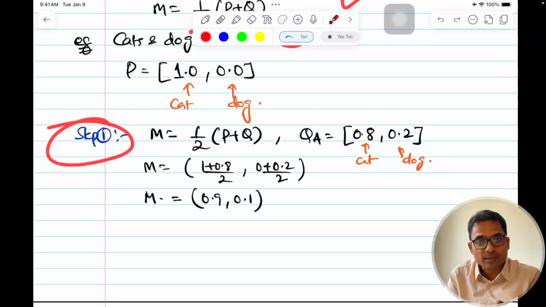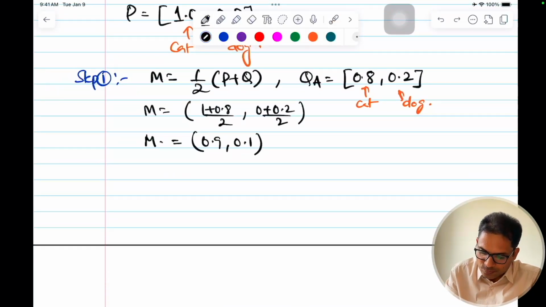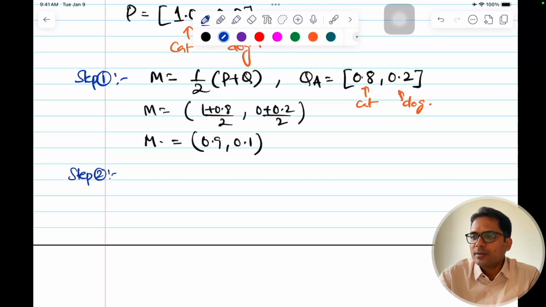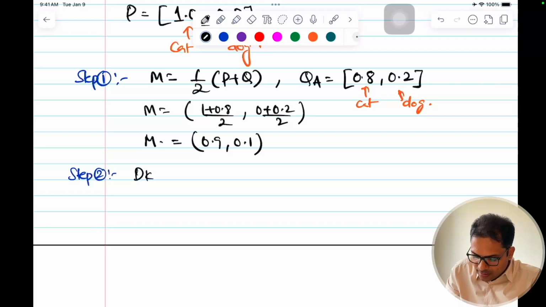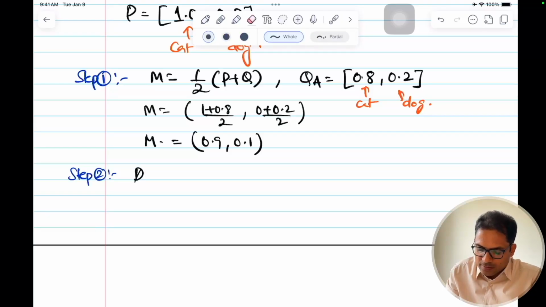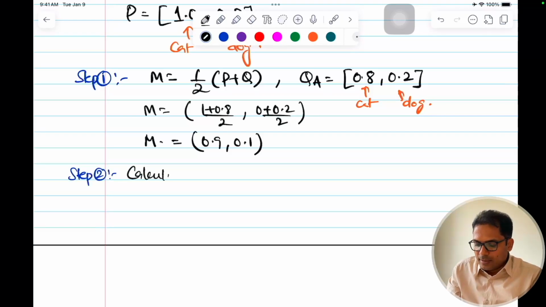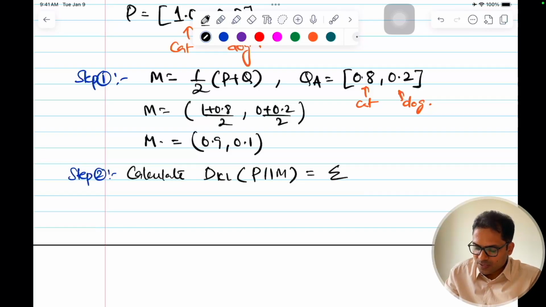So step 1, we got the M. Step 2, okay, let's calculate the KL divergence of M and P. Let me write it down for you. DKL of P and M, this is equal to sigma, again sigma, summation of all of them.